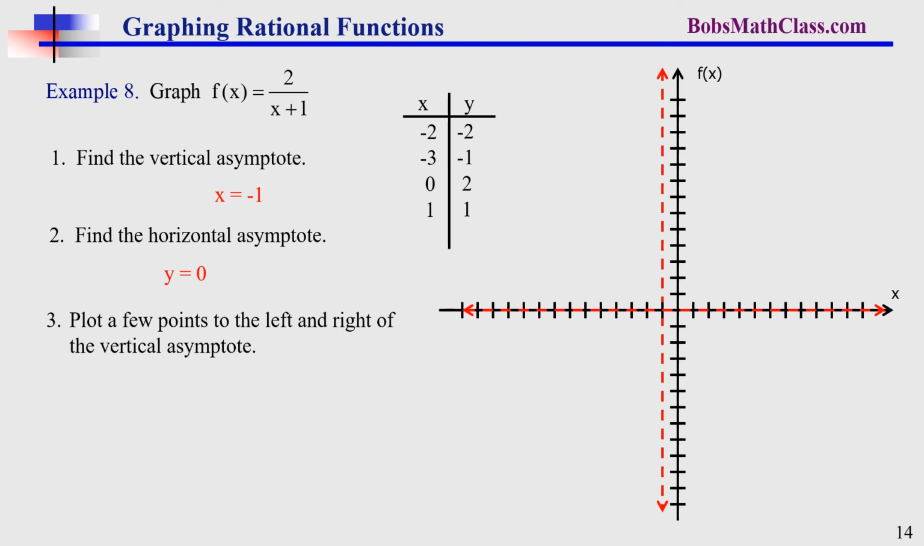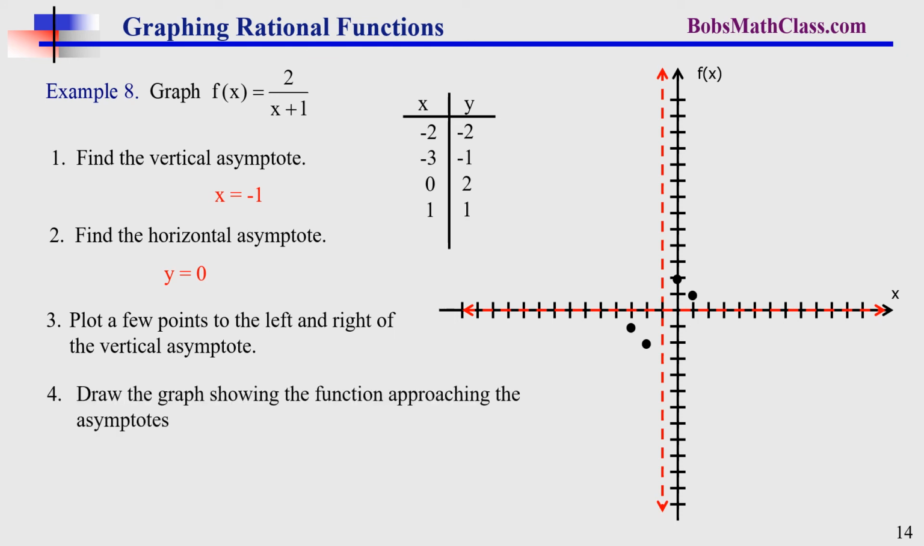All right, so those are my points. I'm going to plot 4 of them. And again, very similar to the last graph, you can kind of see where the shape is. Let's draw it in. There we go. Try not to intersect the asymptotes and show it getting closer to it, but not crossing it.